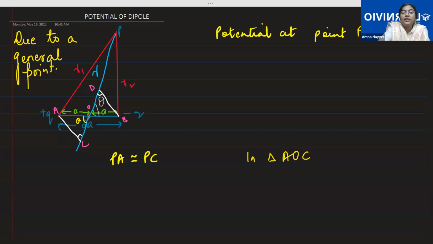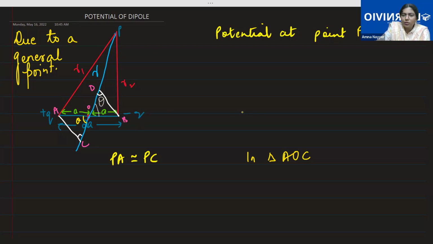Anyways, potential due to a general point is there in your syllabus. So we'll calculate the potential due to a general point, and then we'll calculate due to axial or equatorial. This is point P, which is located at some angle theta to this dipole. We have assumed some separation, let's say R1, from point A, and the separation from point B by a distance of R2. Now this construction part, let me explain to you.